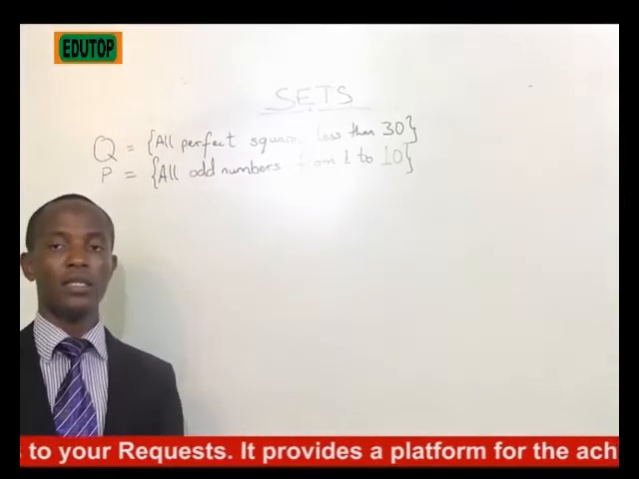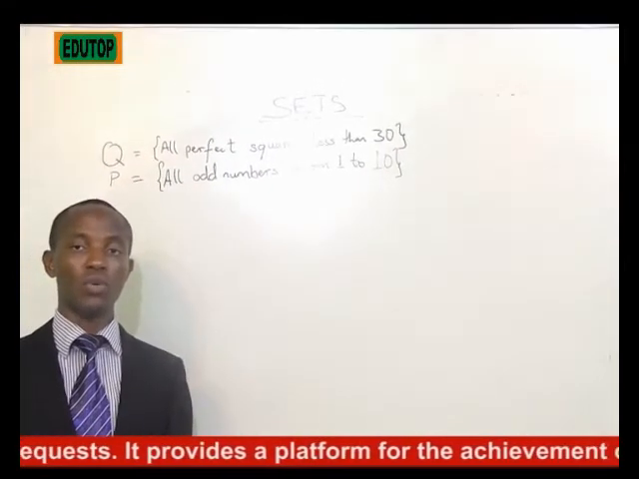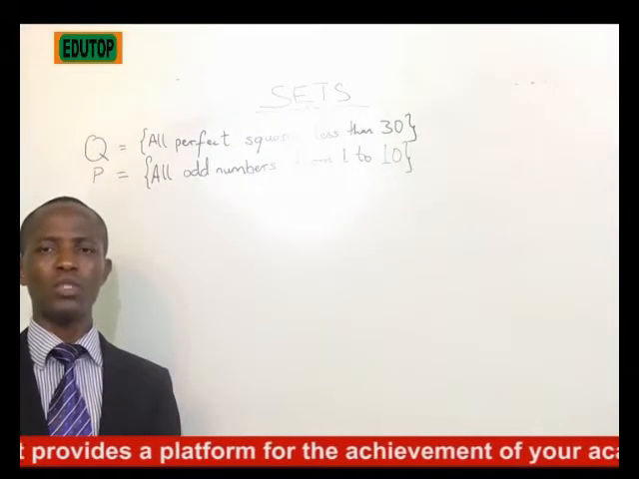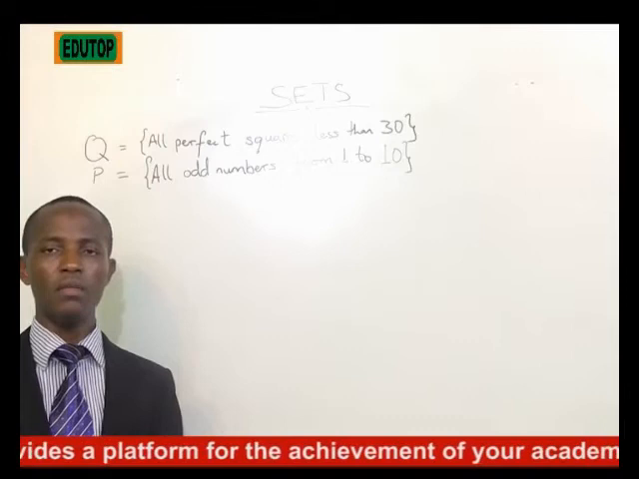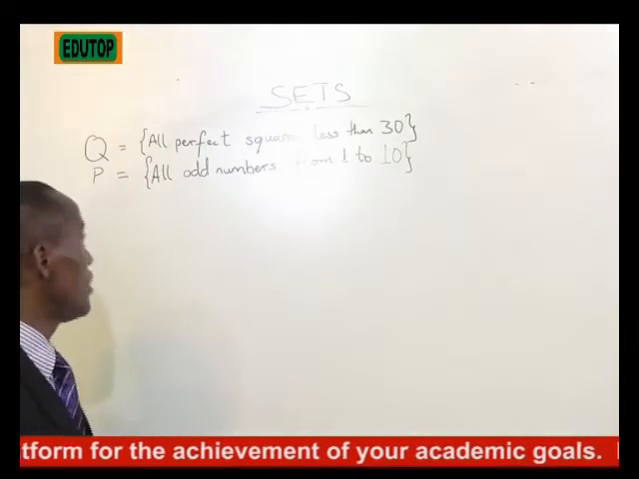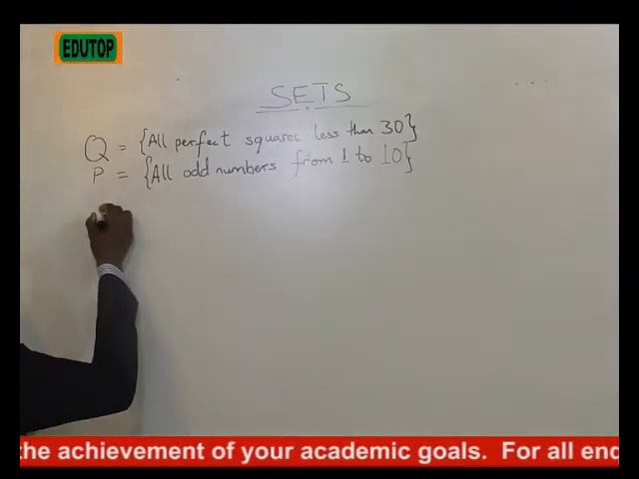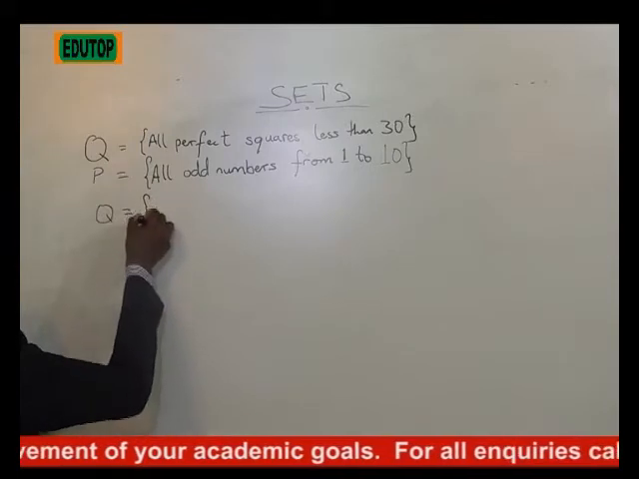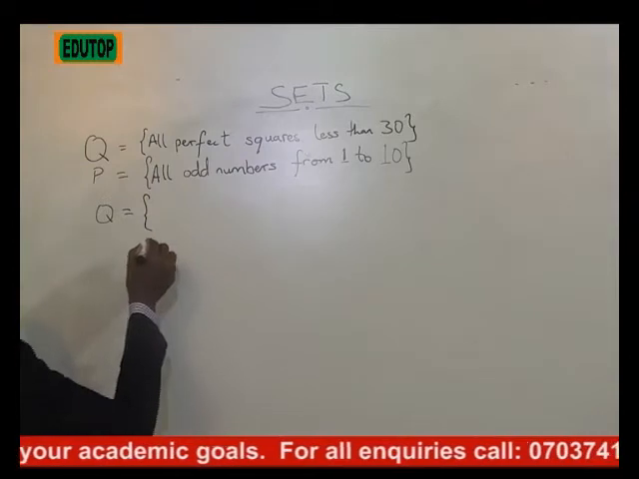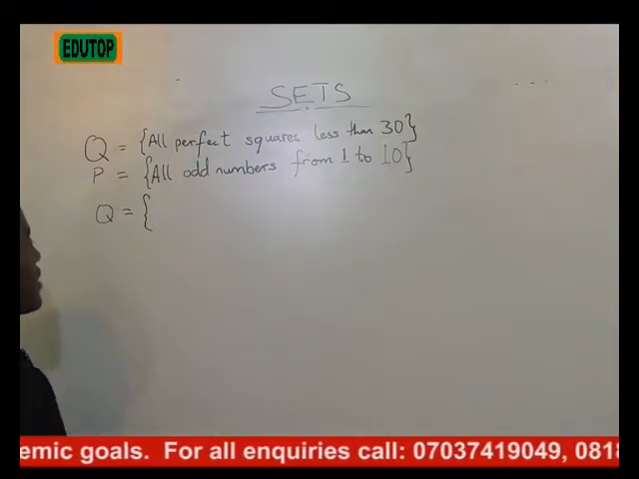Here we are not interested in elements that are in Q but are not in P, or elements in P that are not in Q. But our point of interest is the elements that are common to both P and Q, elements that can be found in P and Q. Now, the first thing we have to do is list the elements in Q. But mind you, the type of bracket we are going to use is not the common bracket, but this type of parenthesis.